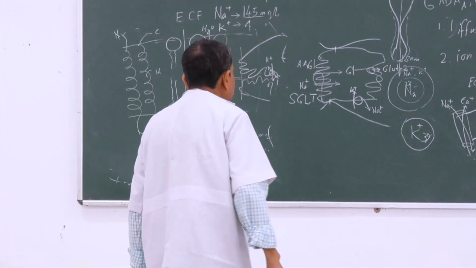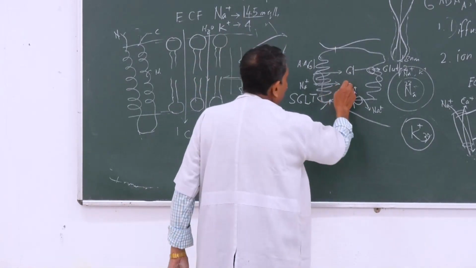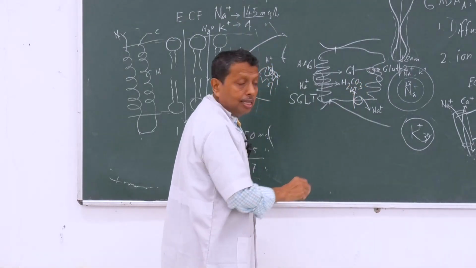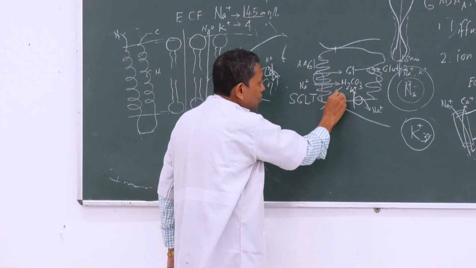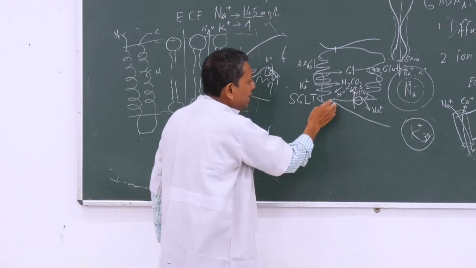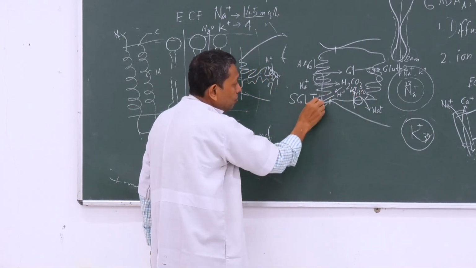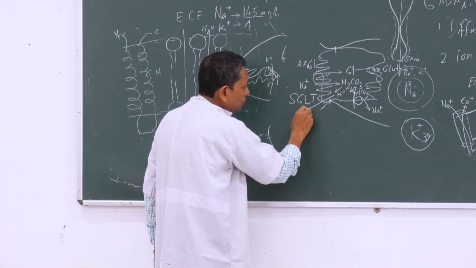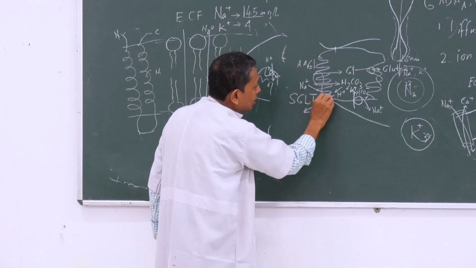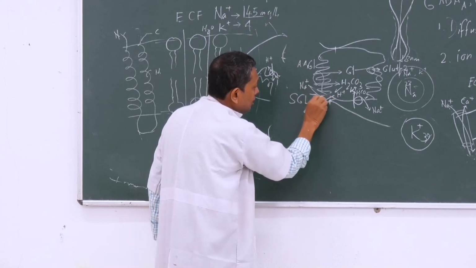And how is it? Suppose within the cells, H2CO3 is formed from carbon dioxide. It breaks down into hydrogen ions and HCO3 anions. And this hydrogen ion will come out against the sodium ion that enters by means of a channel.